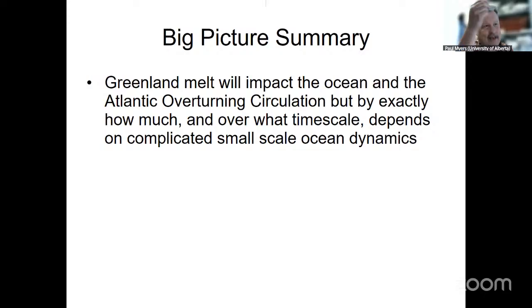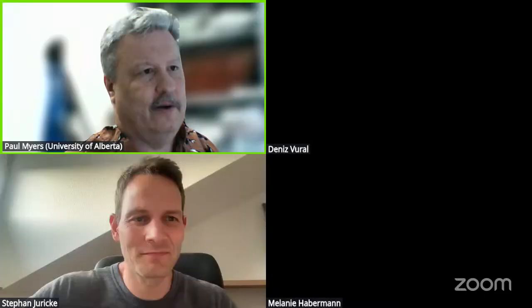And so exactly how much it weakens, over what time scale, and how that affects, say, heat transport depends on complicated small-scale ocean dynamics. So there are a lot of questions to narrow down the uncertainty and hopefully give us better ideas of what those impacts will be on circulation, ecosystems, biology, our weather, et cetera, our climate going forward over the next decades. So I guess I will stop here, and I'm happy to answer any questions.